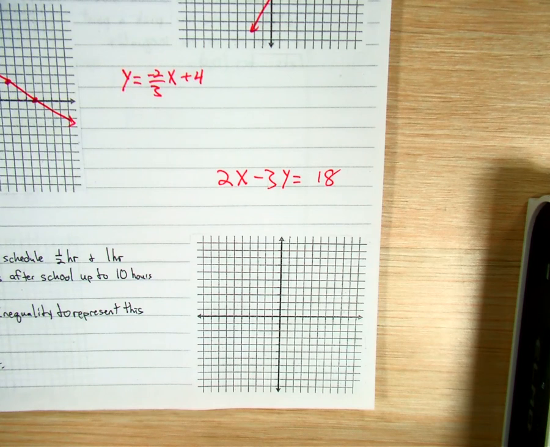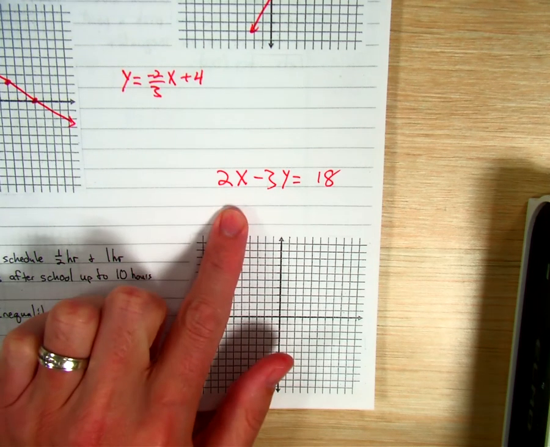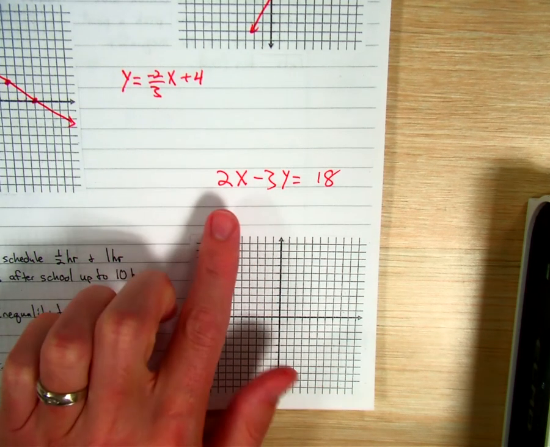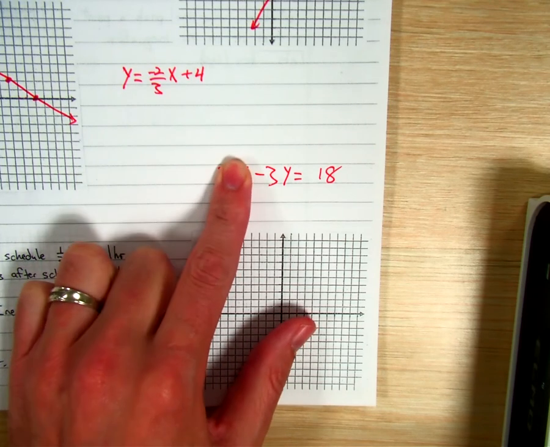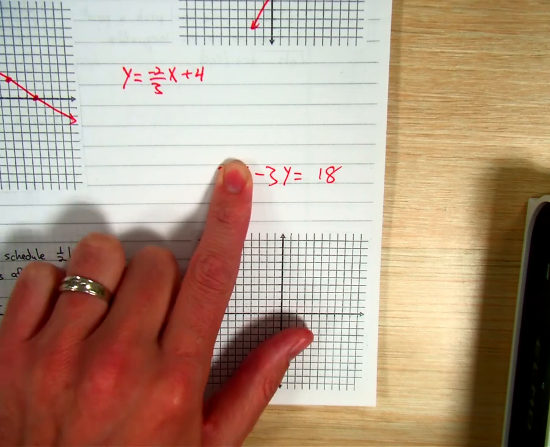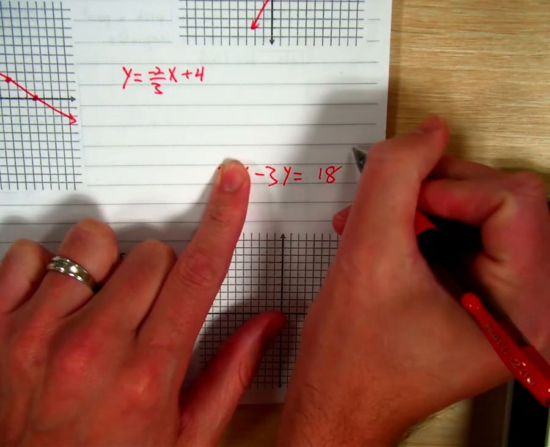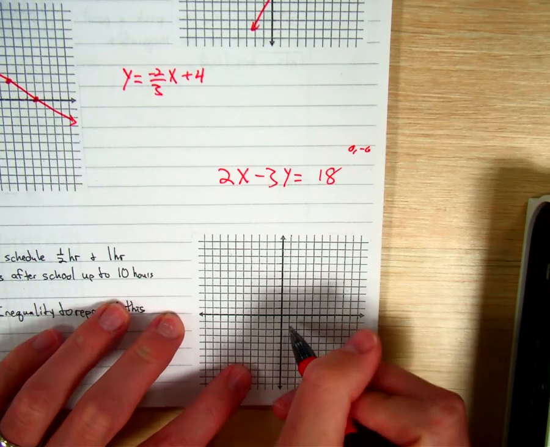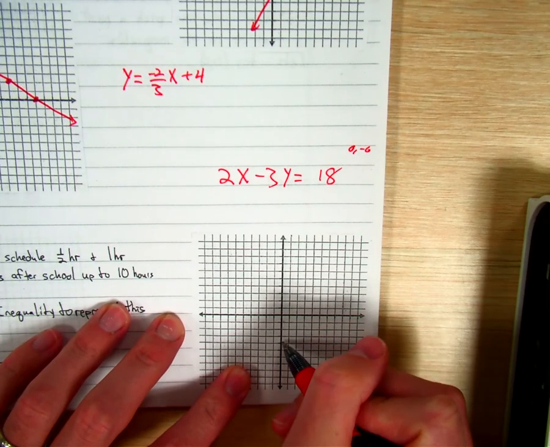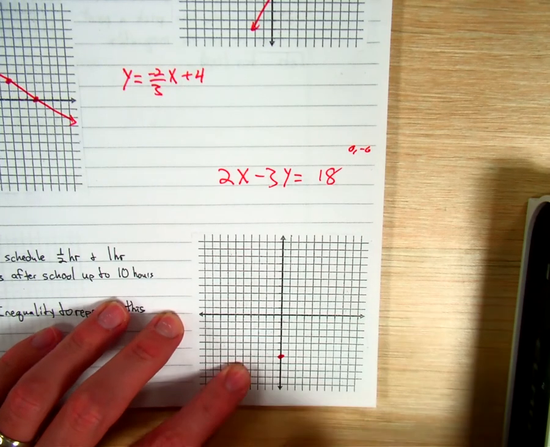Because if we put a 0 in for x to find our y-intercept, we're going to cover that up. 2 times 0 is 0. Those go away. Negative 3y equals 18. Our y value would be negative 6. So 0 for x, negative 6 for y. Negative 1, 2, 3, 4, 5, negative 6.